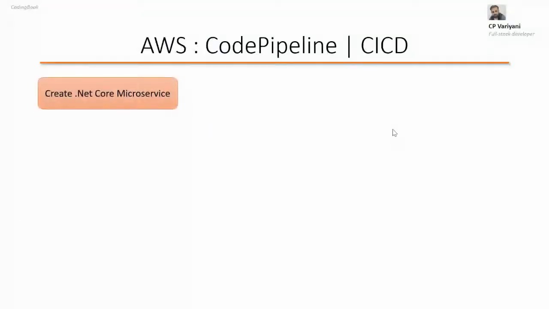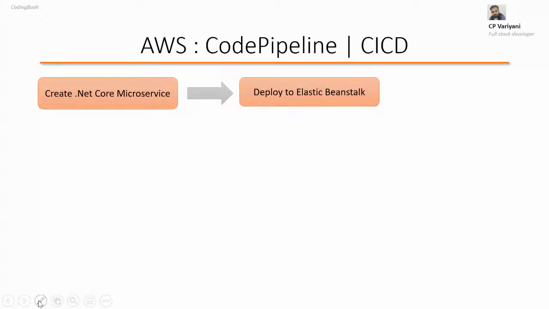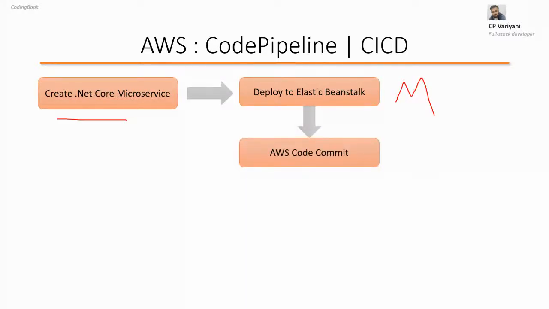What I will do is create a .NET Core microservice, a new fresh application having just one controller, maybe an order controller, and a few methods. Once this is done, we will create an environment in Elastic Beanstalk in AWS, and there we will deploy our application. This would be a manual step: we created our .NET Core application and deployed it to Elastic Beanstalk. After some time, if we make any change in this application, again we need to redeploy our application, right? So this is what we will do as part of the second step.